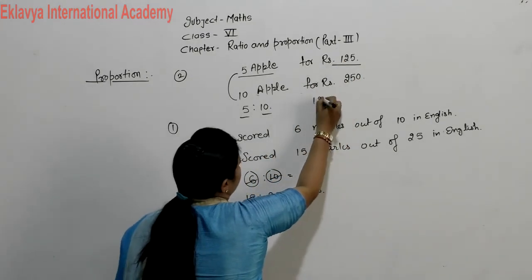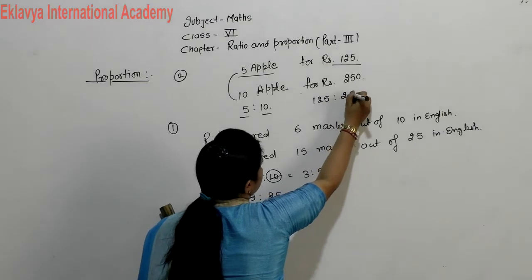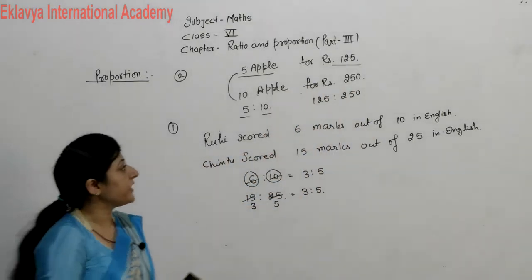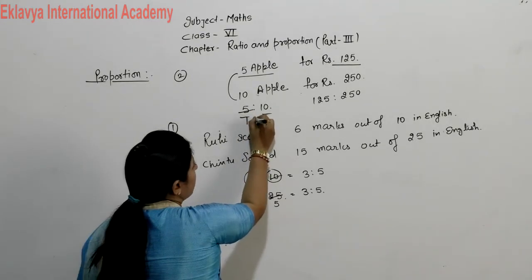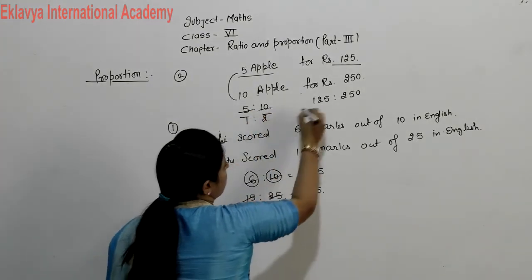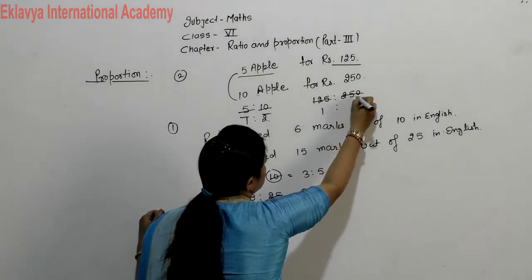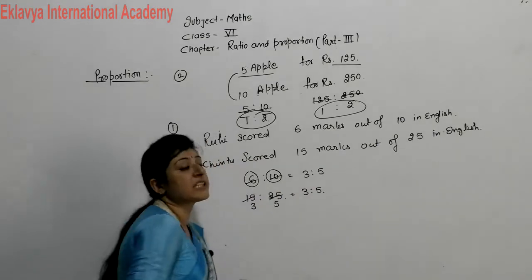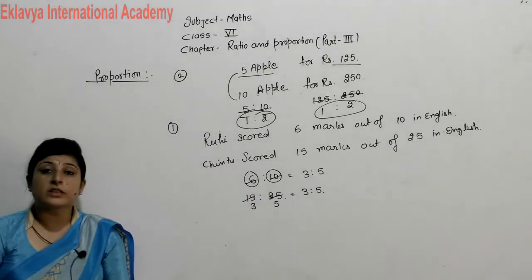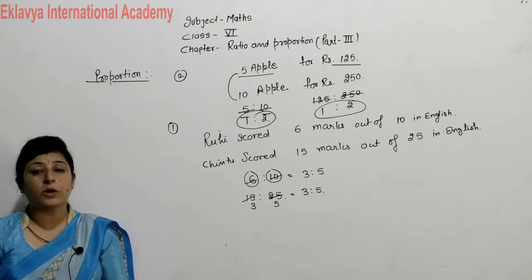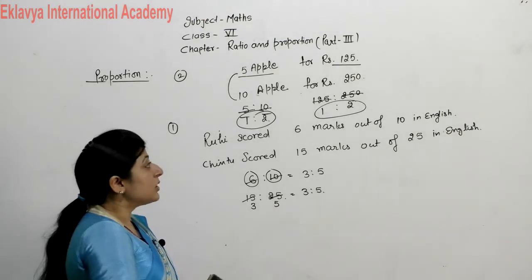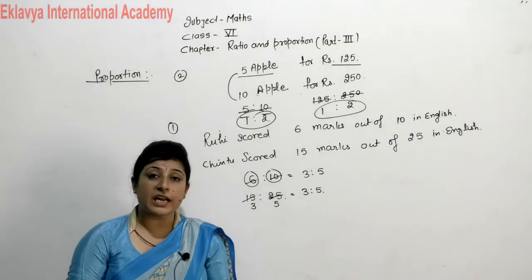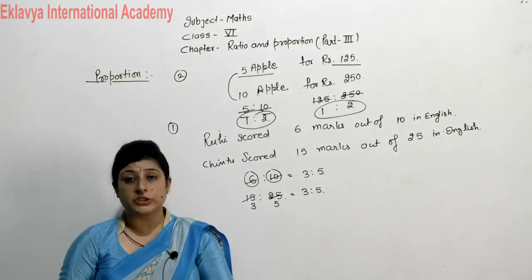125 and 250, both are a ratio, it means we can write down 125:250. Now compare it. 5 1s are 5, 5 2s are 10. This one is 1:2. Then if you see properly, in this case also both the ratios are equal. So a statement in which two ratios are equal is called proportion.